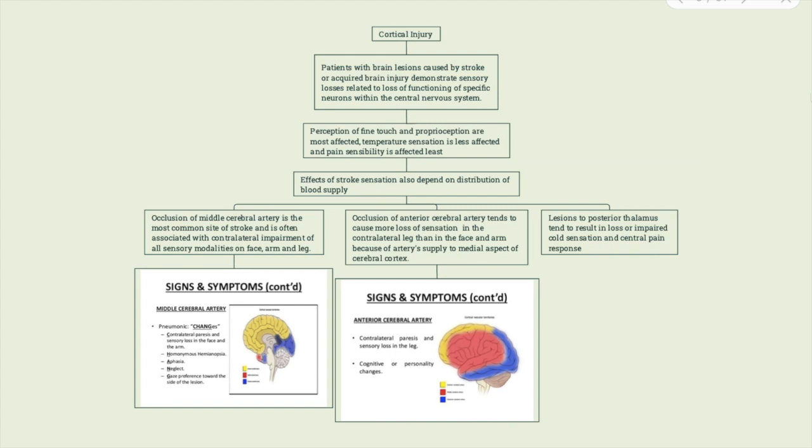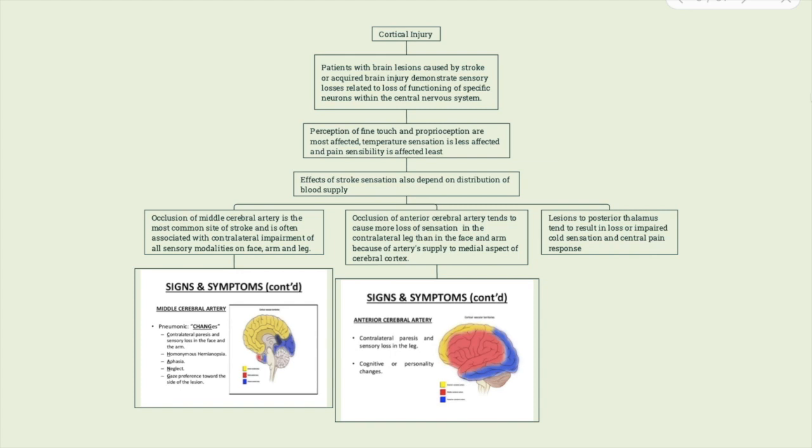And the effects of the stroke on sensation also depend on distribution of blood supply. So if there's an occlusion of the middle cerebral artery, which is the most common site of stroke, it's often associated with contralateral impairment of all sensory modalities on the face, the arm, and the leg. And there's a chart with a mnemonic to help kind of remember some of the signs and symptoms.